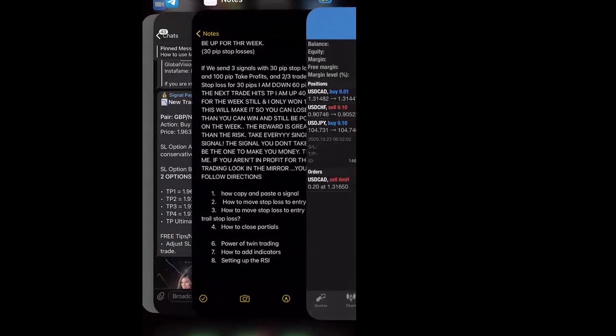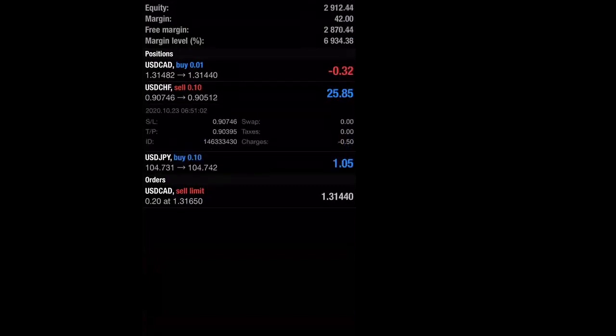Now I'm going to go ahead and show you guys how to trail your stop loss. This is going to make it so you either make money on the trade or you make money on the trade, right? Before, I just showed you guys how to make money or lose nothing. Now I'm going to show you guys how to make money or make money when you're in the trade.